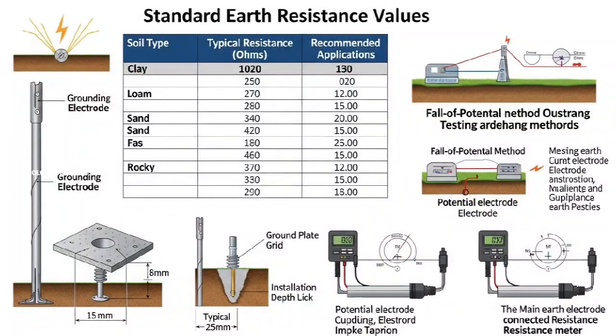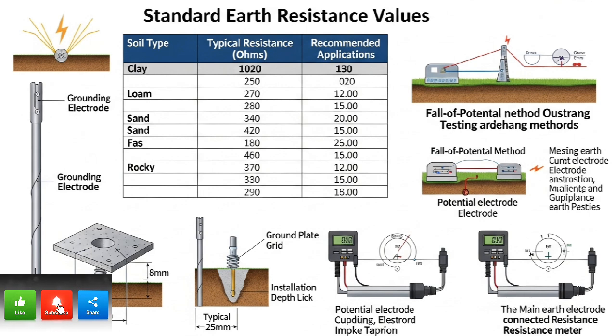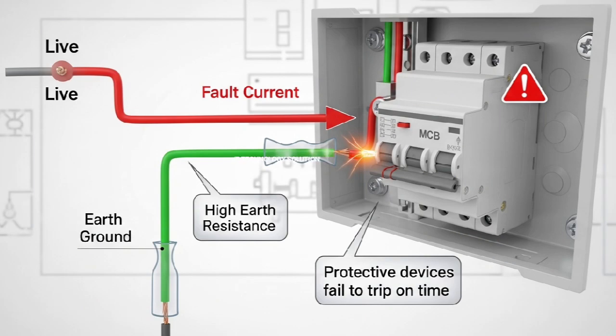Standard earth resistance should be: substations less than or equal to 1 ohm. Normal installations less than or equal to 5 ohms. Why is this important? Because if earth resistance is too high, fault current cannot flow to the ground quickly, and protective devices like MCBs or fuses may fail to trip on time.